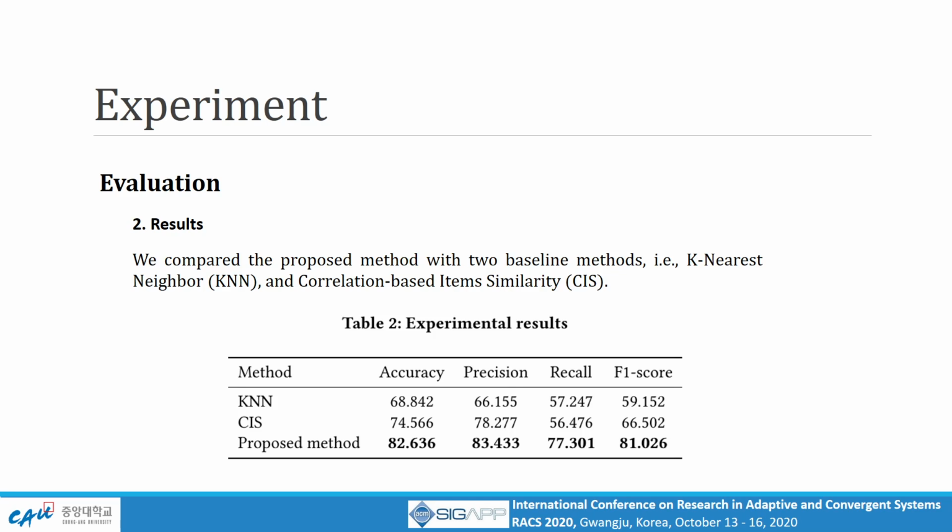The experimental results. We compare our proposed method with 2 baselines, the k-nearest neighbor and the correlation by item similarity. As you see in the table of experimental results, our proposed method achieves the highest improvements compared with KNN and CIS.